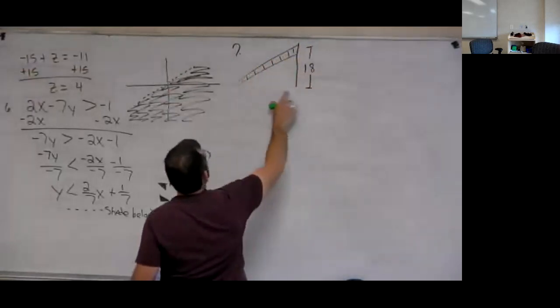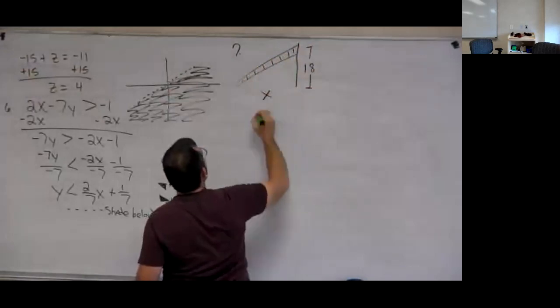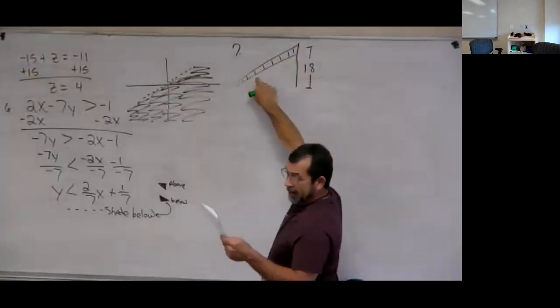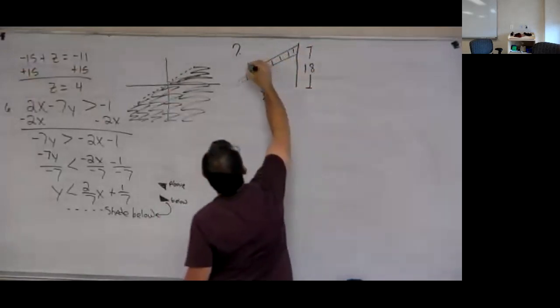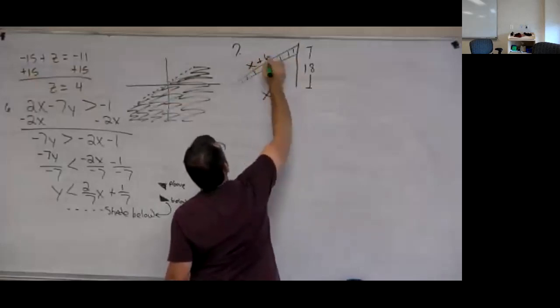So we don't know the distance from the wall. We'll make that x. And then it's telling me the ladder was 6 feet more. So that'll be x plus 6.